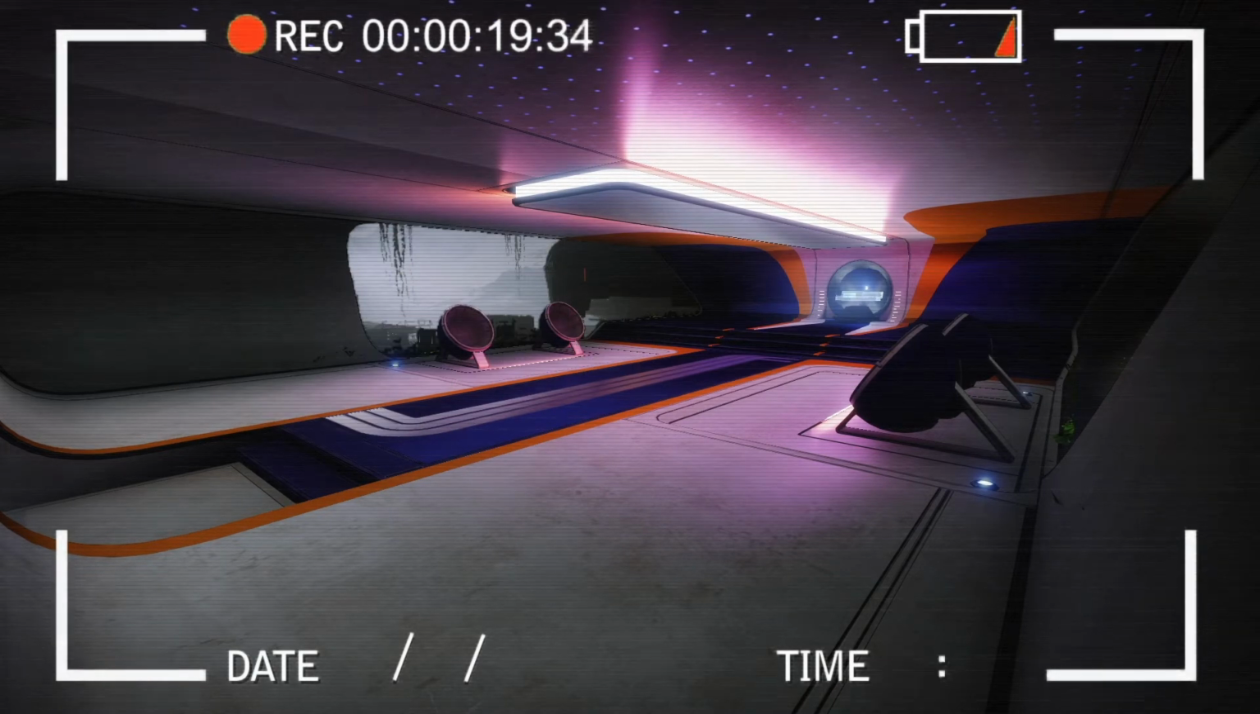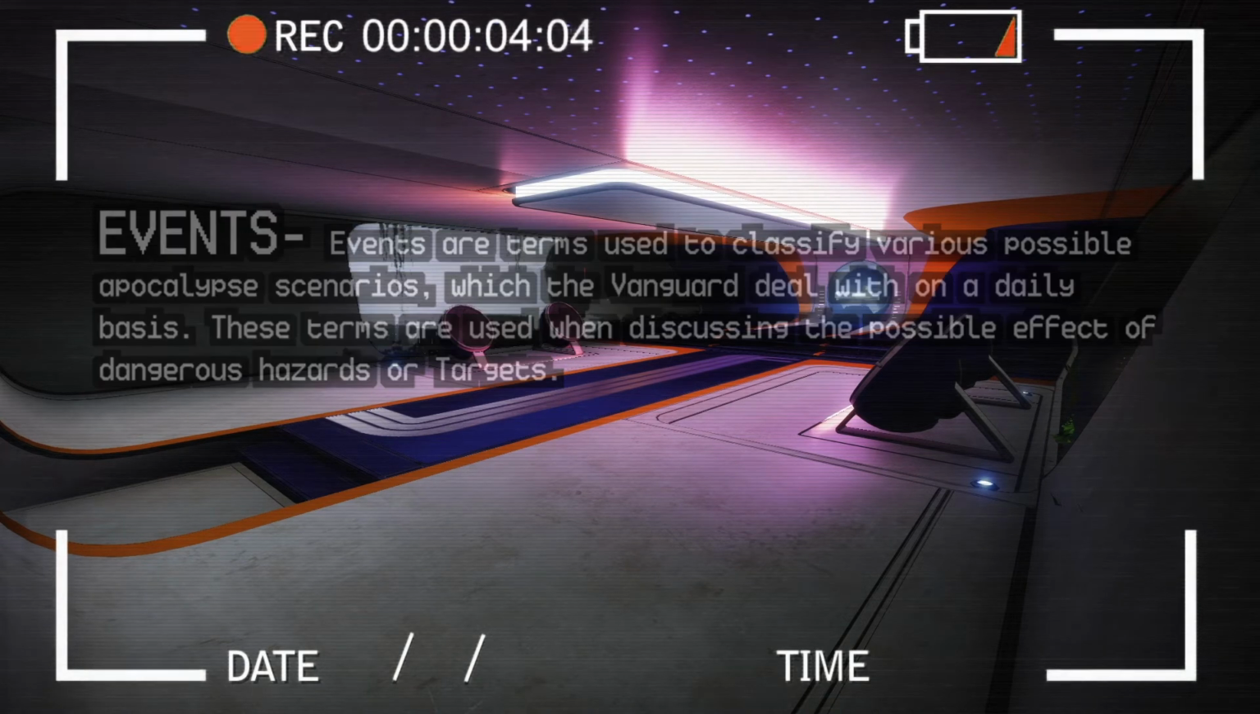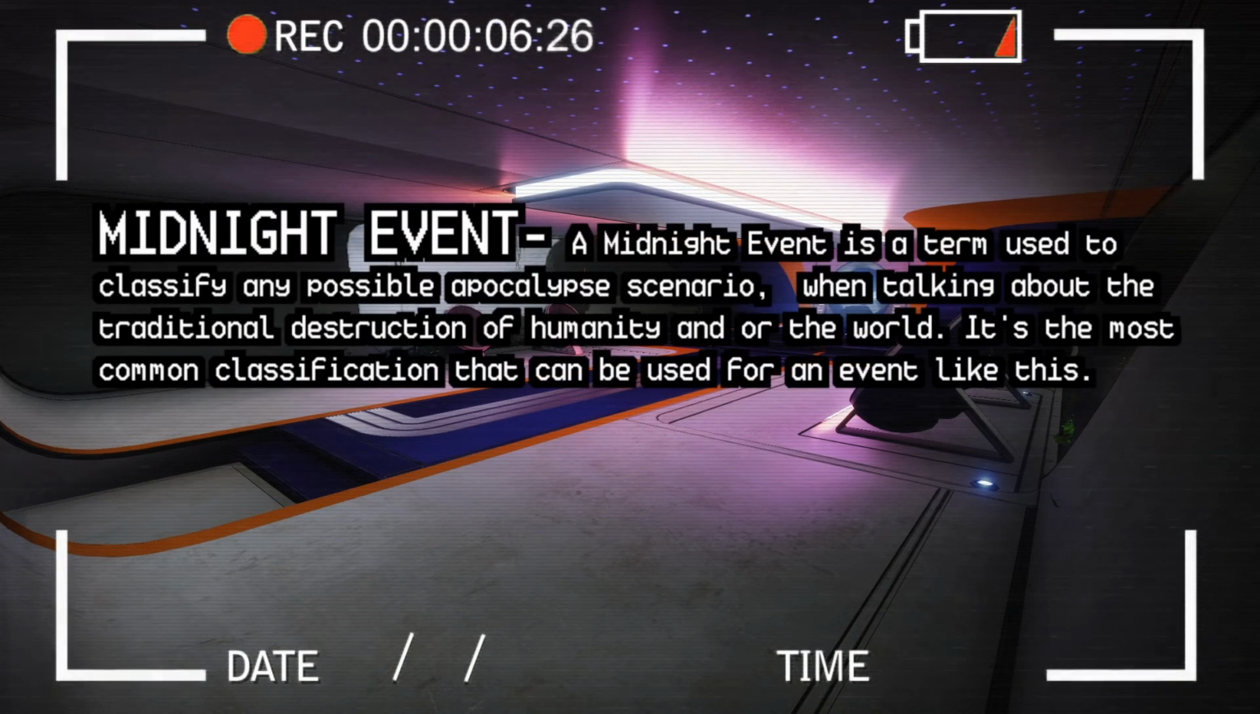The next set of terms are events. Events are terms used to classify various possible apocalypse scenarios which the Vanguard deals with on a daily basis. These terms are used when discussing the possible effect of dangerous hazards or targets. The list of these terms are as follows. Midnight event. A midnight event is a term used to classify any possible apocalypse scenario when talking about the traditional destruction of humanity and/or the world. It's the most common classification that can be used for an event like this.